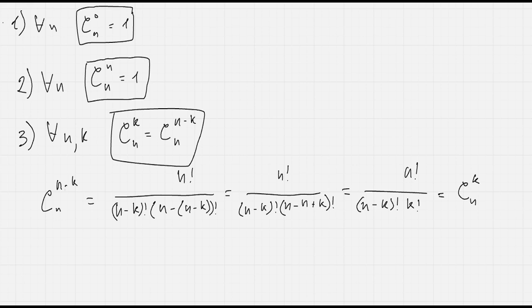Why does this happen? Because whenever we select a set of k balls from a box of n balls, we automatically determine the set of n minus k balls that we left in the box. So it turns out that the number of ways to select k objects is the same as the number of ways to select n minus k objects.